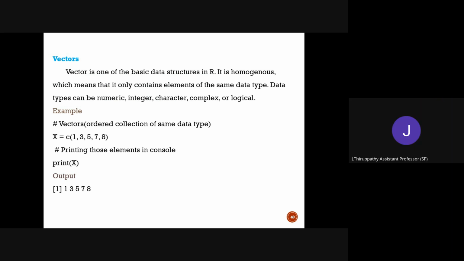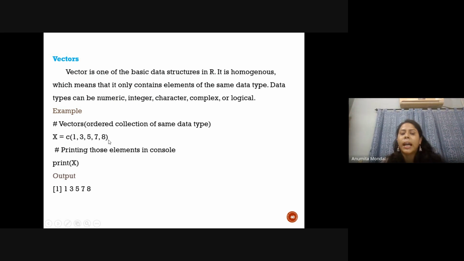Like first we define x, then c equal to 3, 5, and 7. Just write it, then run it in the console and write the print command. It gives you the output like 1, 3, 5, 7, and 8.